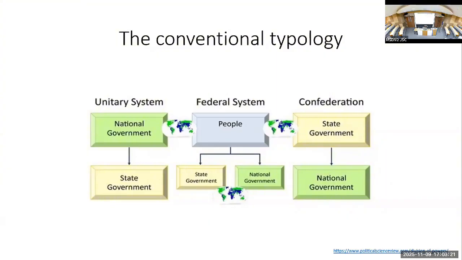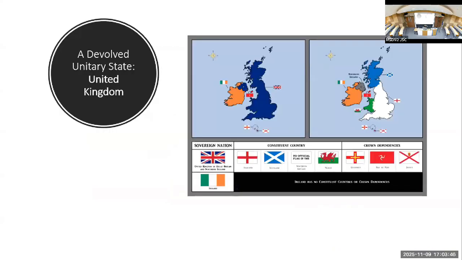Today's world, you cannot use unitary system or federal system to predict how decentralized powers is in a country. You can't tell unitary systems always would be more centralized and federal system always more decentralized. I'll show you example. The first is UK.